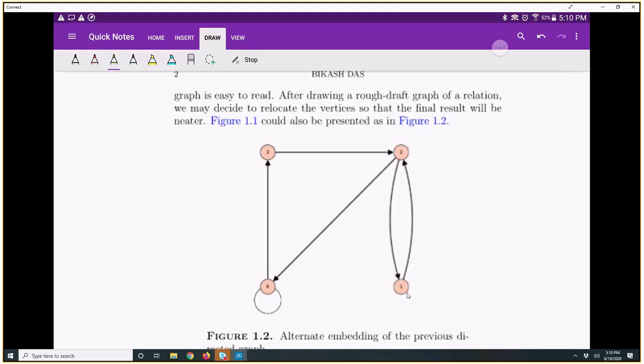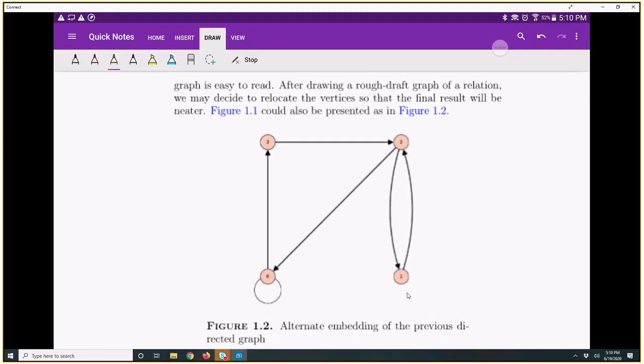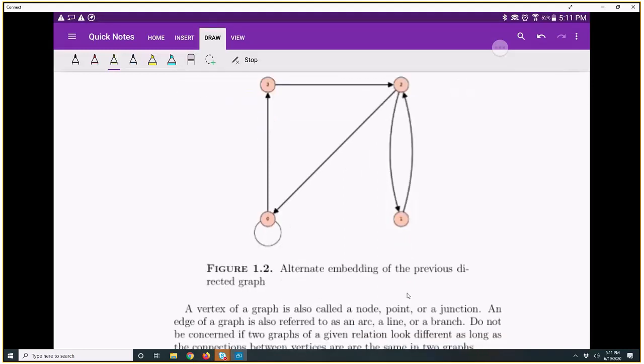So you can see that we have the self loop from 0 to itself here, just like we had in the first graph. We have an edge from 0 to 3, just like we had in the first graph. We have an edge from 1 to 2 and an edge from 2 to 1. We also have the edge from 2 to 0 and the edge from 3 to 2. So all of the same edges as in the previous graph, but we've just moved the vertices around to make it look a little bit neater. This is perfectly legal, and this is the exact same graph.